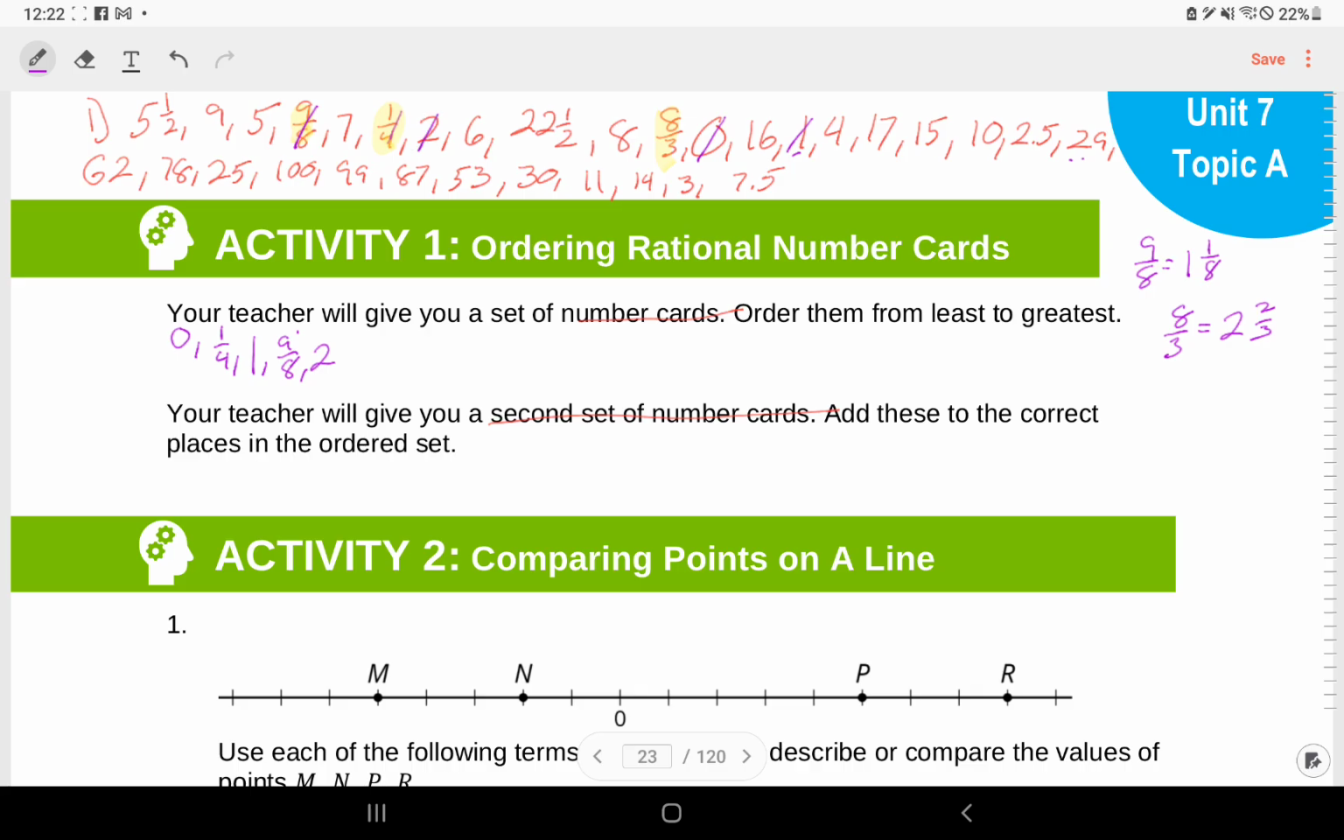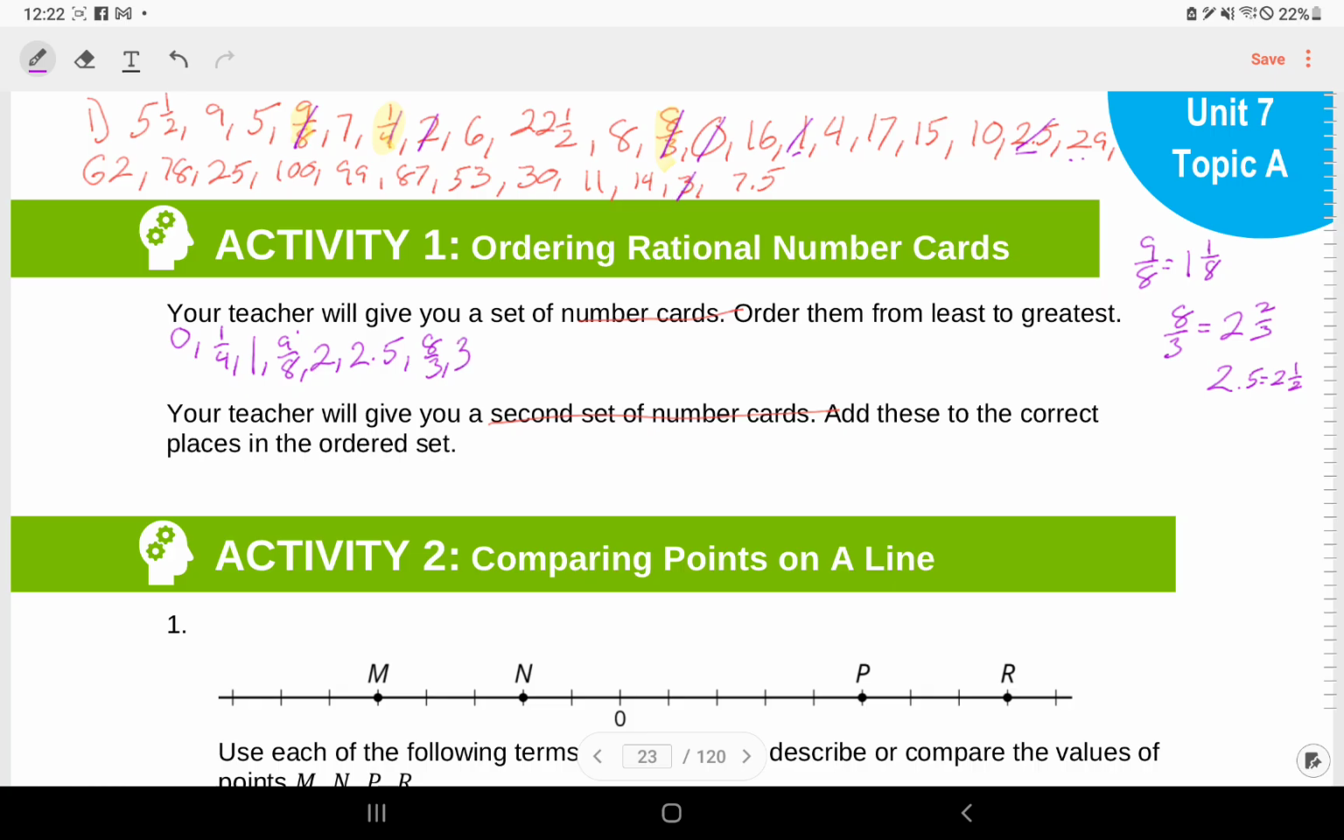Now, what else do I have? Well, I've got a 2.5. Well, 2.5 is 2 and 1/2. Well, 2 and 1/2 is less than 2 and 2/3. So I'm going to go 2.5 and then 8/3. So 2.5, 8/3. Okay. And then I look and I'm like, okay, well, then I've got a 3.